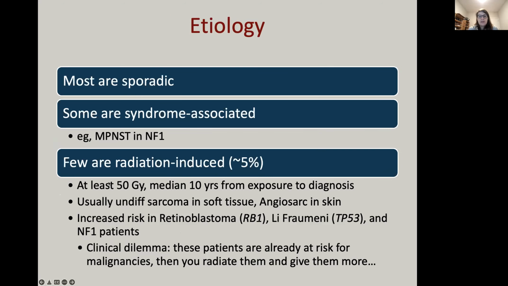Okay, so in terms of etiology of soft tissue tumors, most are sporadic. Some are syndrome associated, such as NF1. I'm sure you're going to be getting into, I believe Dr. Pytel is going to be giving nerve sheath tumors. And a few, it's thought to be about 5%, are radiation associated. What does that mean? That means the patient should have received at least 50 gray, median 10 years from exposure to diagnosis, but really anywhere from 5 to 20. All of this is reasonable if this patient has developed a sarcoma in a radiation field.